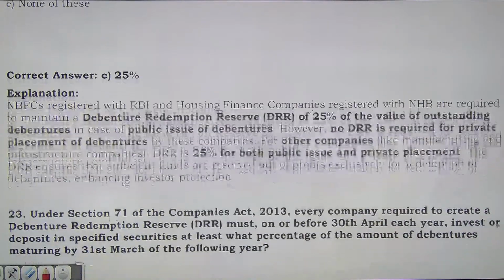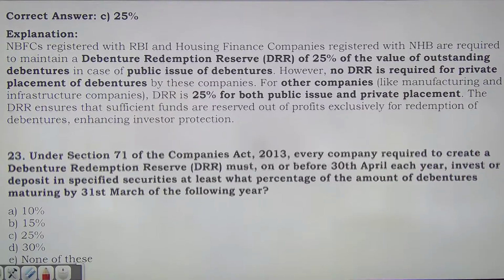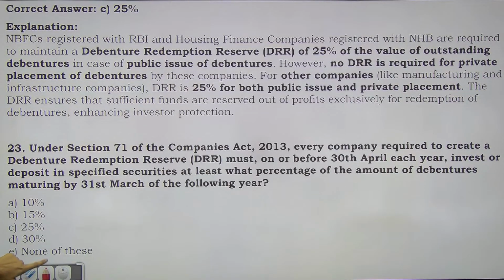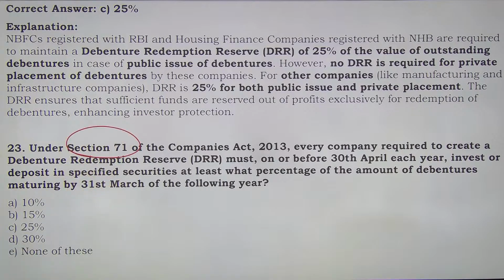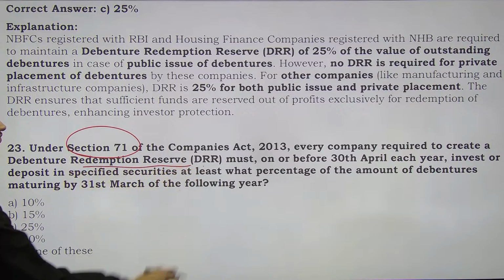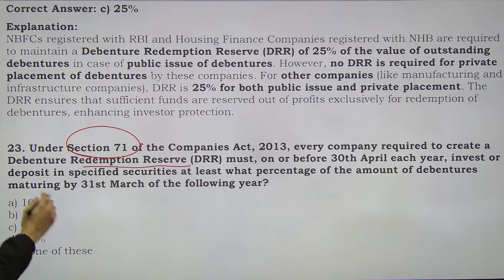Next question is question number 23 and it is asking you, again under section number 71 of the Companies Act, every company is required to create a DRR, right? We have seen in the previous question also. Must on or before 30th April of each year invest or deposit in specified securities at least what percentage of the amount of debentures maturing on 31st March of that particular year.